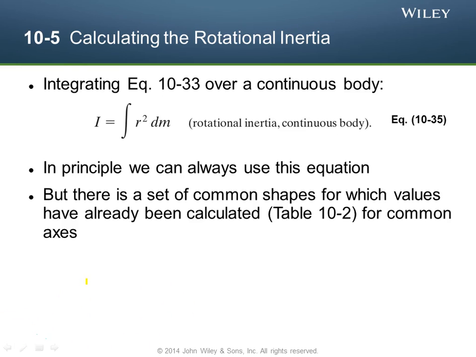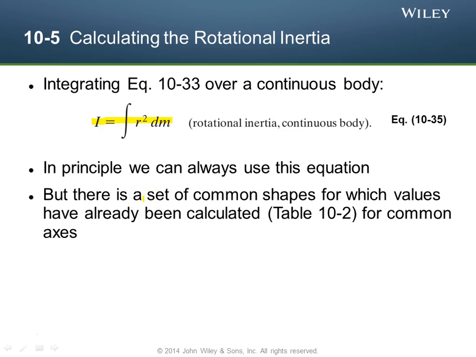Remember that inertia is the resistance to change in motion when we're talking in the linear sense, while rotational inertia is the resistance to change in rotational motion. And so it depends upon the object's mass and the distribution of the mass. The moment of inertia is defined as the integral of all the distances squared multiplied by these little infinitesimal masses. If we integrate that product, that gives us the rotational inertia, or the moment of inertia. We can always use this equation in principle.